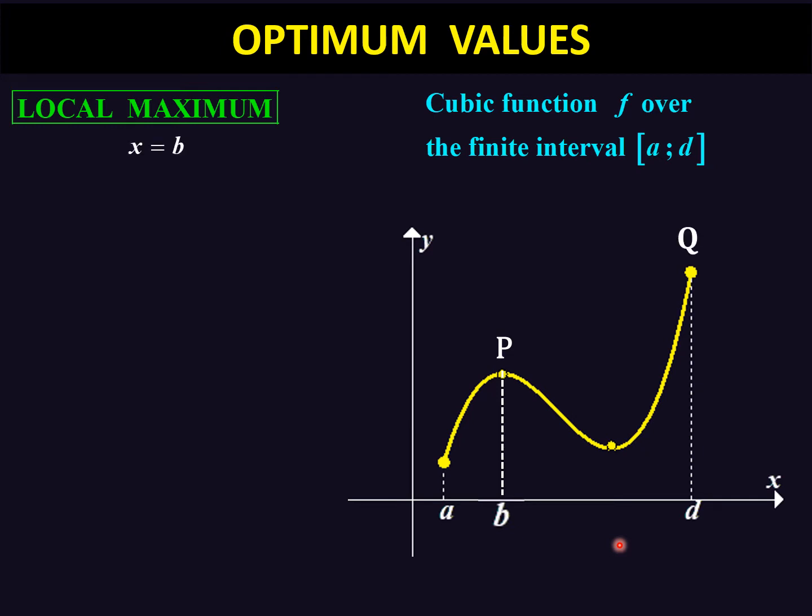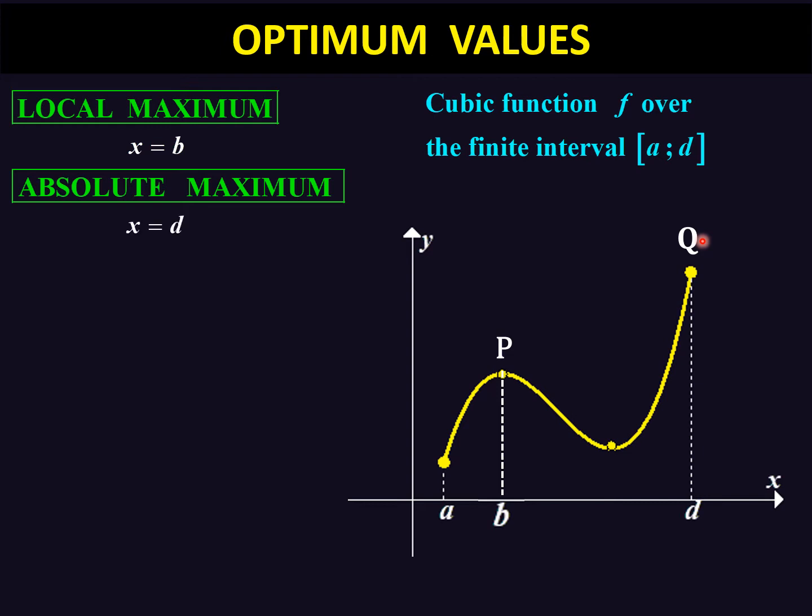Let's look at another point. If I look at point Q, this we said is the local maximum, but the output value here is more than the other one. What do we refer to this one? That's right, the true maximum, or we also refer to it as the absolute maximum. And there we have the endpoint, which is x equal to d.